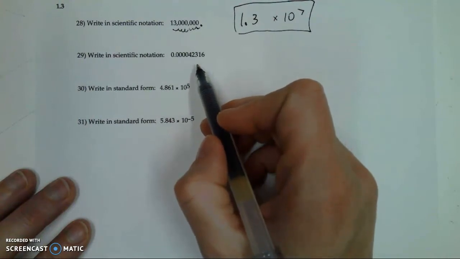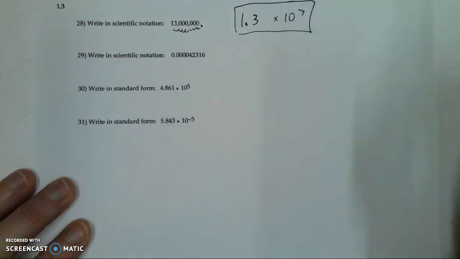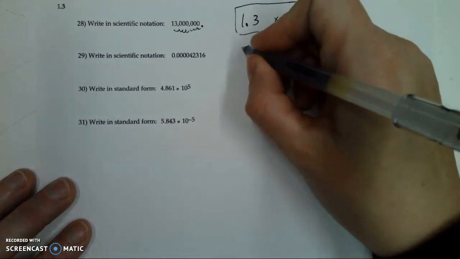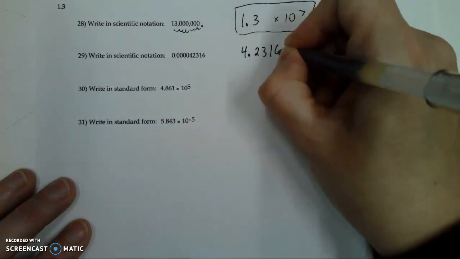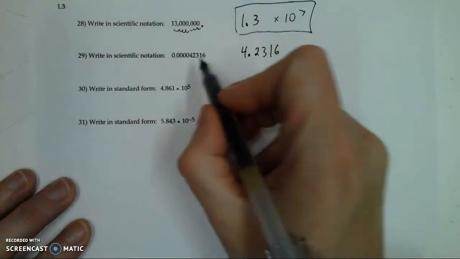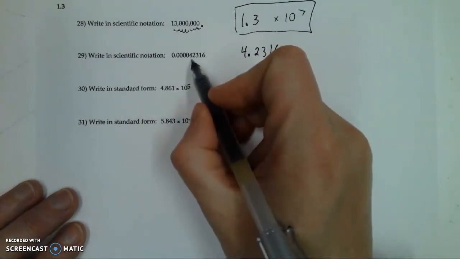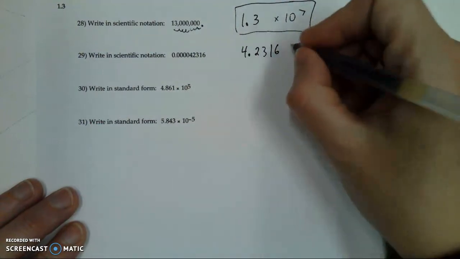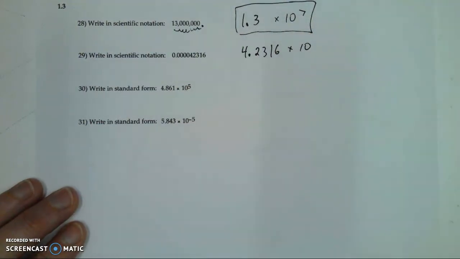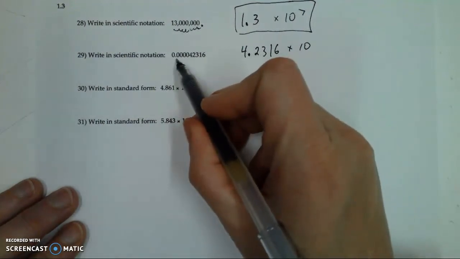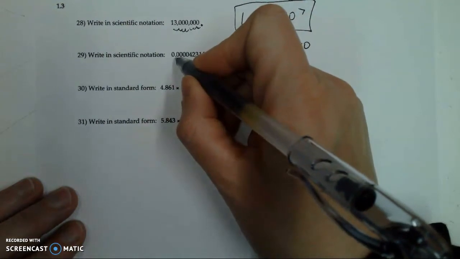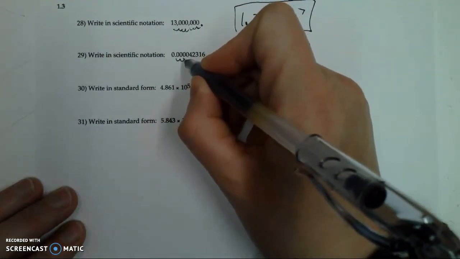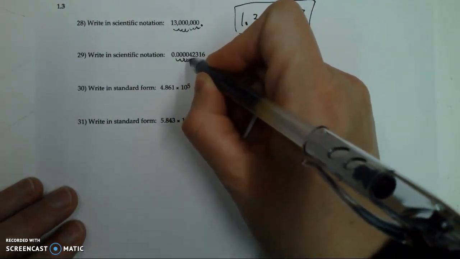Now, my next number is very small, so I'm going to do almost the exact same process. So I'm going to write that as 4.2316. So again, I'm going to put that decimal after the first non-zero number. And then I want to multiply it times 10 to some power. So here's my decimal. To move it to the right of the 4, how far do I have to move it? 1, 2, 3, 4, 5.